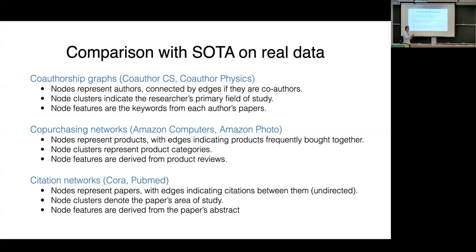Those are the features that we're going to be using to train a classifier, and then using that to produce our noisy labels. Co-purchasing networks: nodes represent products, edges indicate if those products have been frequently bought together. The node clusters represent categories, and the features are just product reviews, essentially textual descriptions of those products. And finally, citation networks. We also have nodes representing papers, and the edges indicate citations between them. We make them undirected. And also, the node clusters represent the paper's primary area of study, and the node features are derived from the paper abstract.